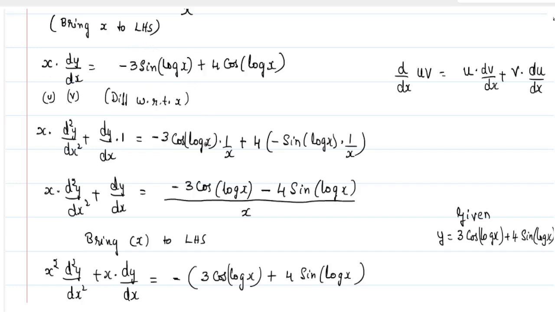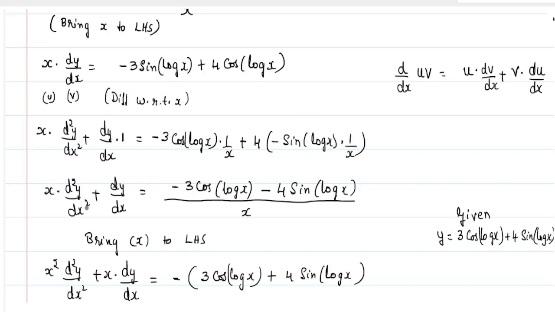differentiation of sin log x is cos log x, again differentiation of log x is 1 by x, plus differentiation of 4 cos log x: 4 is a constant. Differentiation of cos log x is minus sin log x, and differentiation of log x is 1 by x.